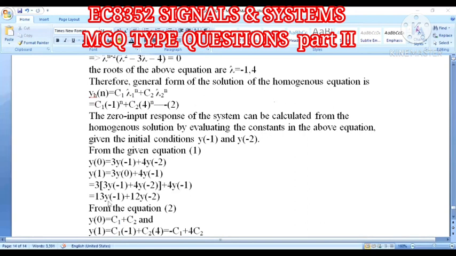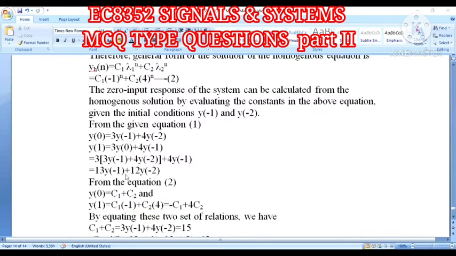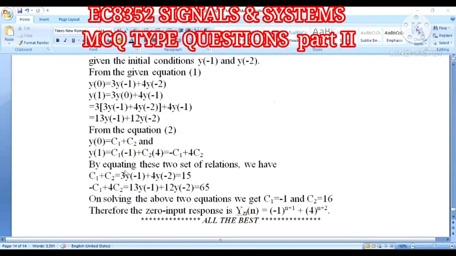I add these two values, which is equal to 13 y of minus 1 plus 12 y of minus 2. When you expand this, you can get this answer. Next, y of 0 is C1 plus C2, you add these two values. So y of 1 equals C1 into minus 1, plus C2 into 4. Equation number 2, I write down here, which is equal to minus C1 plus 4 times C2.